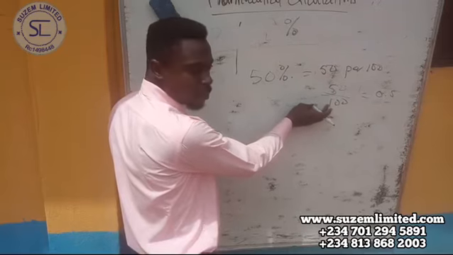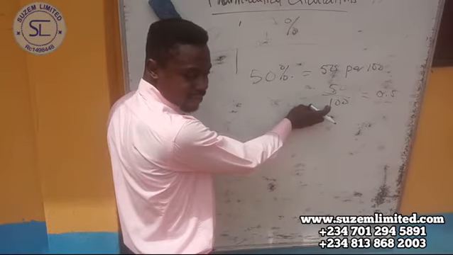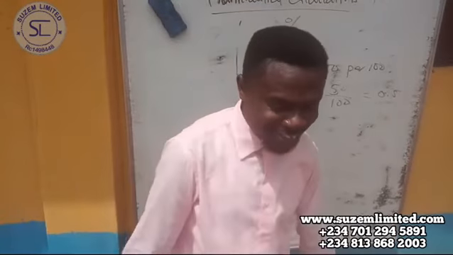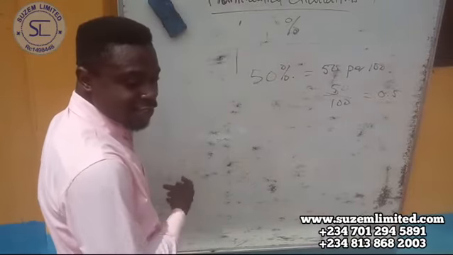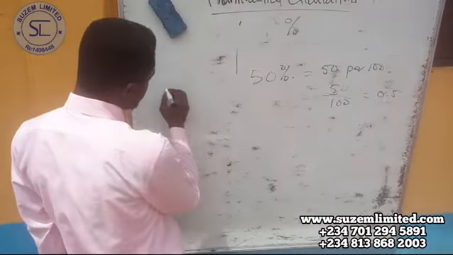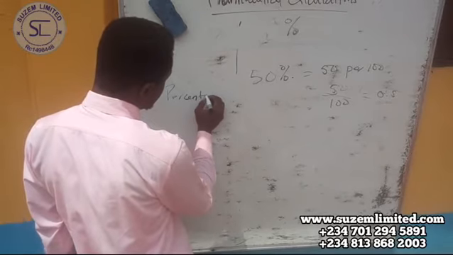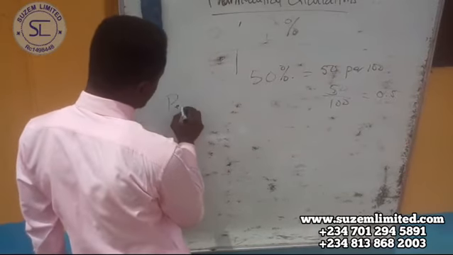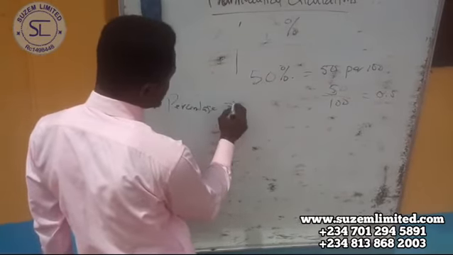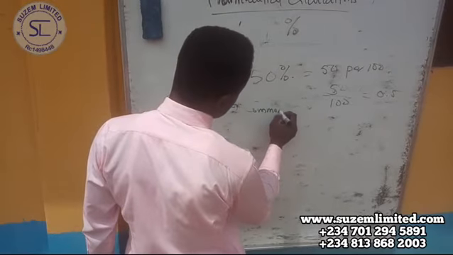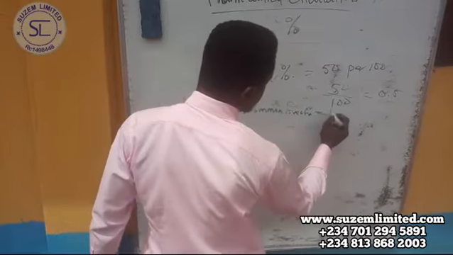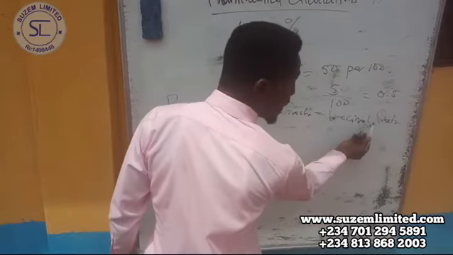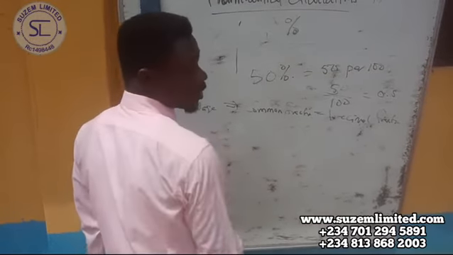Have you now seen that a percentage can be converted to a common fraction, and from a common fraction to a decimal fraction? You see the relationship now. You can start from percentage, convert it to common fraction, and from common fraction to decimal fraction. You can also start from here, convert back to here, and back to here.